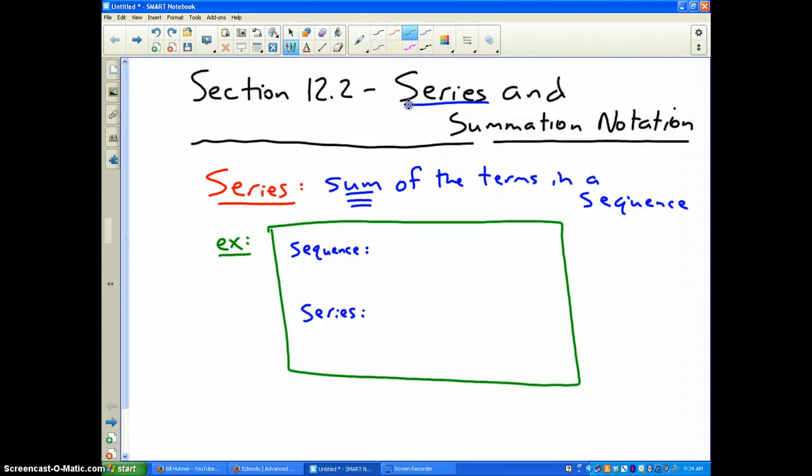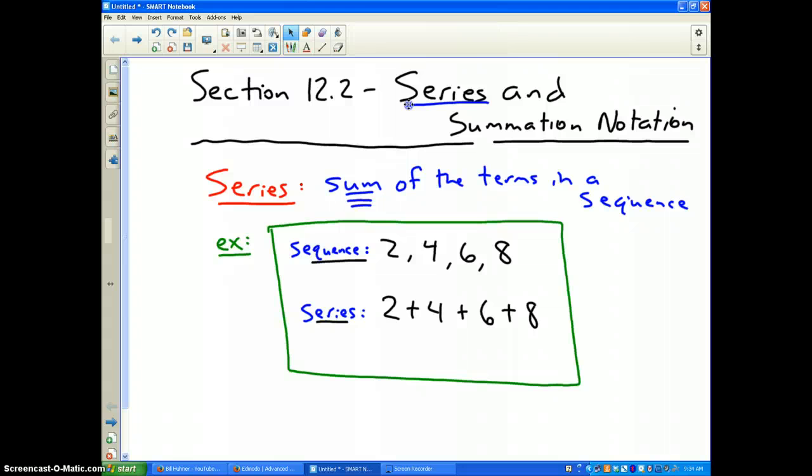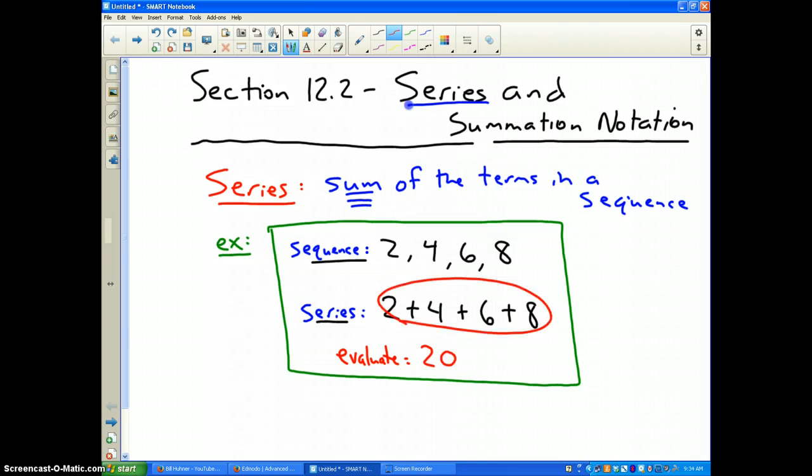For example, let's say I had the sequence of even numbers: 2, 4, 6, 8. The series for that sequence would be 2 plus 4 plus 6 plus 8. That's the series. You take the numbers in the sequence and you add them together. And usually we're going to evaluate a series. In this case, if I evaluate that, I would have an answer of 20 if I add all these numbers together. So that's what we're going to be doing here in section 12.2.